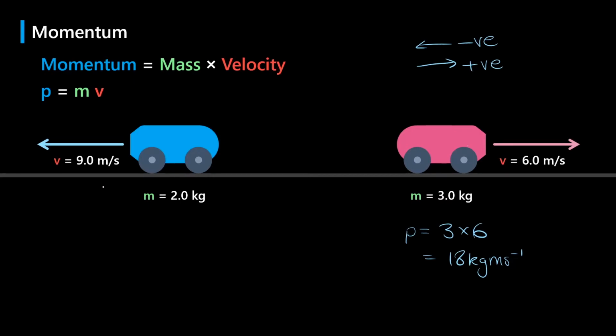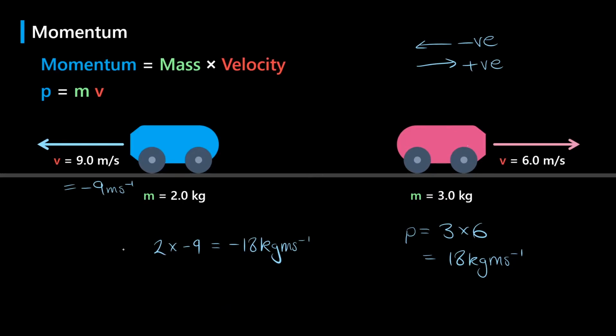We have a velocity of 9 meters per second, but remember it's moving in the negative direction. That's a negative 9 meters per second. And we have a mass of 2 kilograms. That gives us a momentum of 2 multiplied by minus 9, which gives us negative 18 kilogram meters per second.